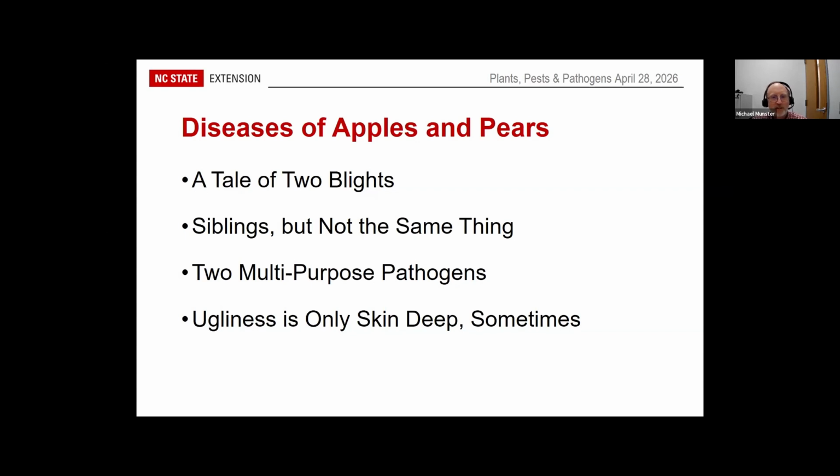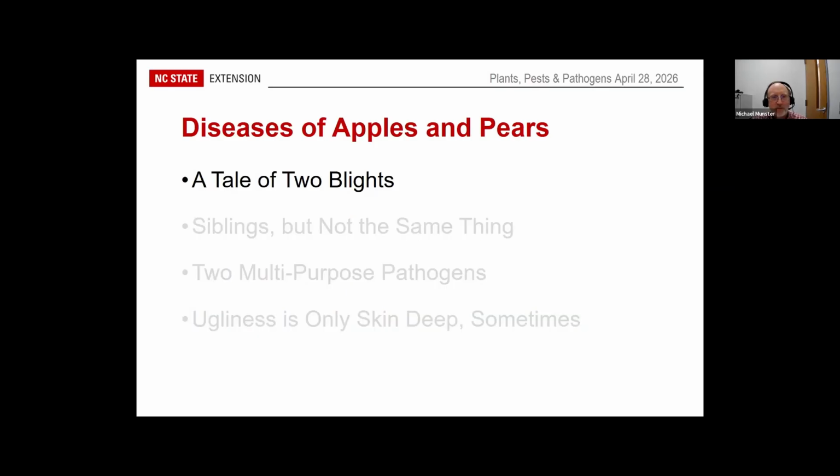So I've got 4 different kinds of pears here. I'll be talking about 2 different blights. I'll be talking about a couple of different things where the pathogen is related, but not the same thing. Talk about a couple of pathogens that are multi-purpose and a couple of, well, I'll just say problems that are only skin deep, at least in our apples and pears.